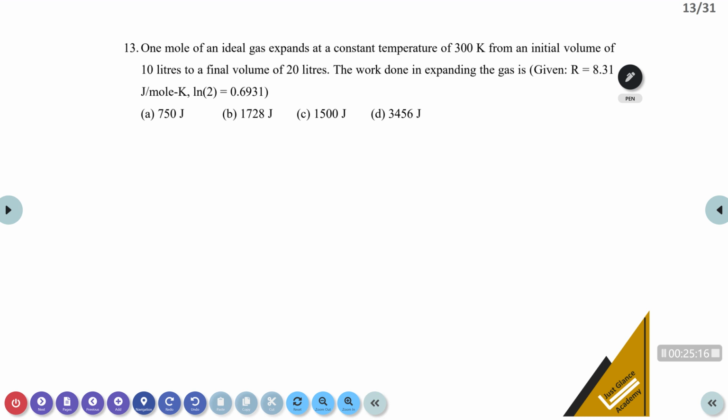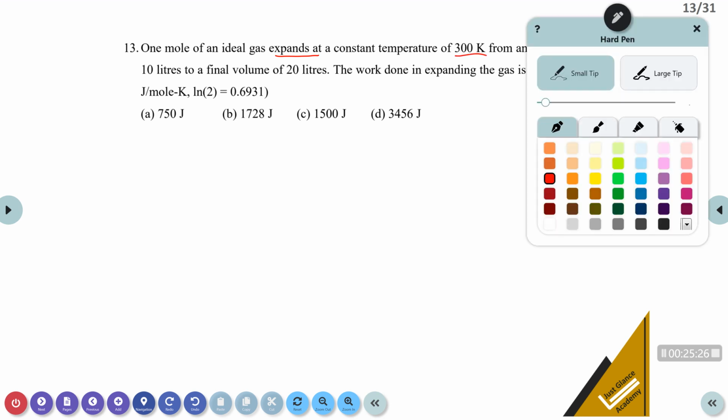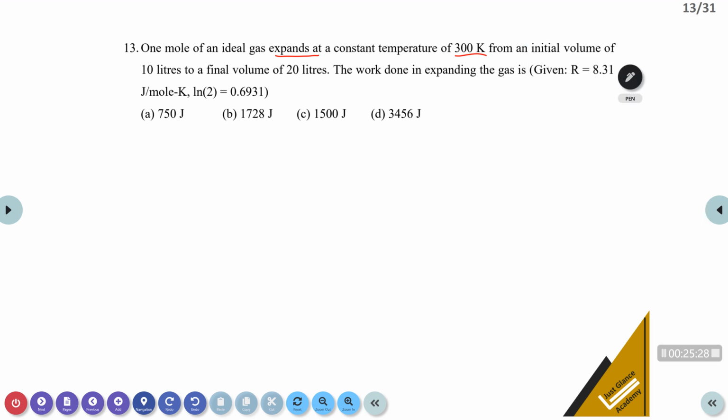1 mole of an ideal gas expands, okay, volume increases at constant temperature. It means it should be an isothermal process. From initial volume V1 equal to 10 liter, then final V2 equal to 20 liter. That is 1 mole, n equals 1. Temperature equals 300 Kelvin. This process is an isothermal process.